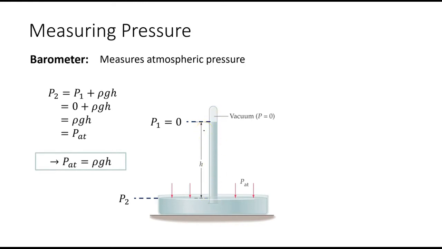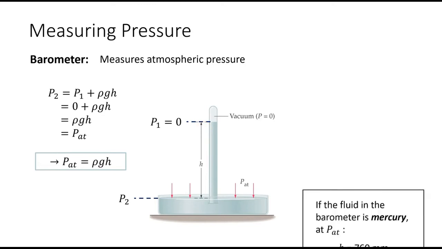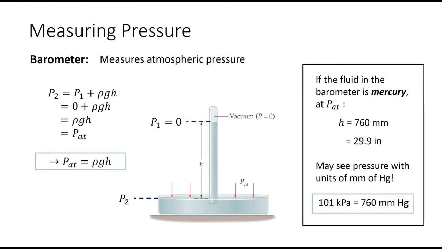If we know its density, we can easily calculate the atmospheric pressure. Traditionally these barometers were made with mercury, and that's the fluid that was in it. When a barometer is filled with mercury, it turns out at atmospheric pressure the height of the column of liquid tends to be 760 millimeters.